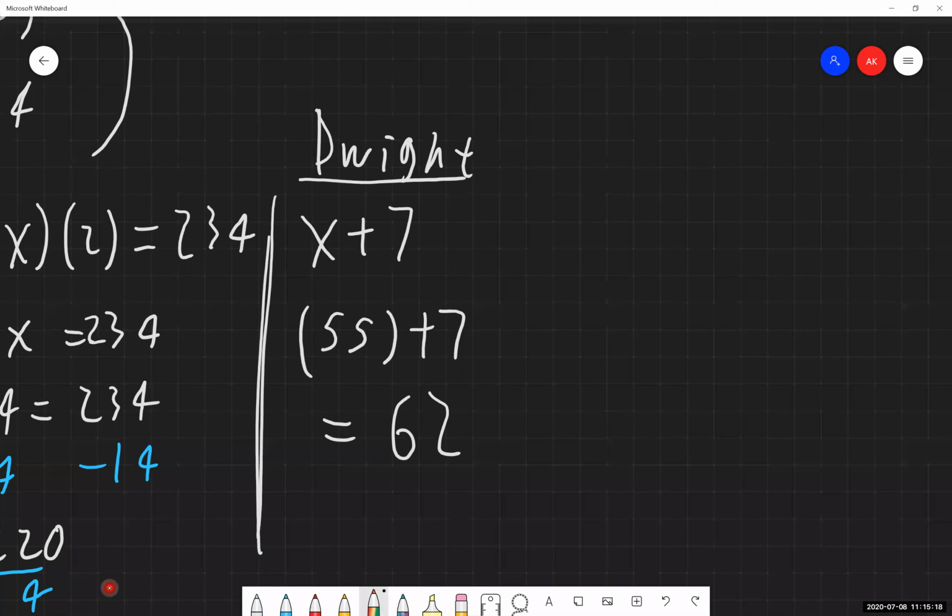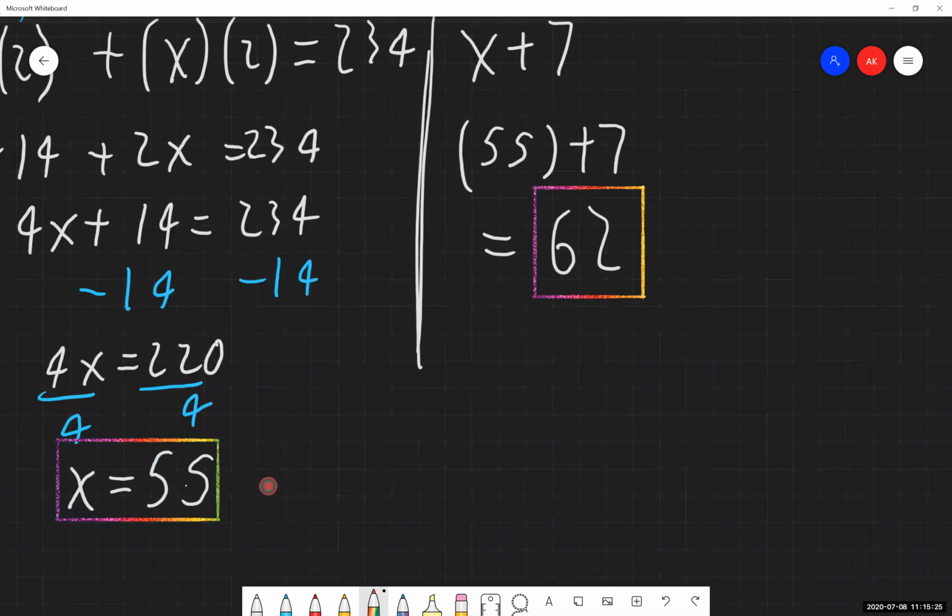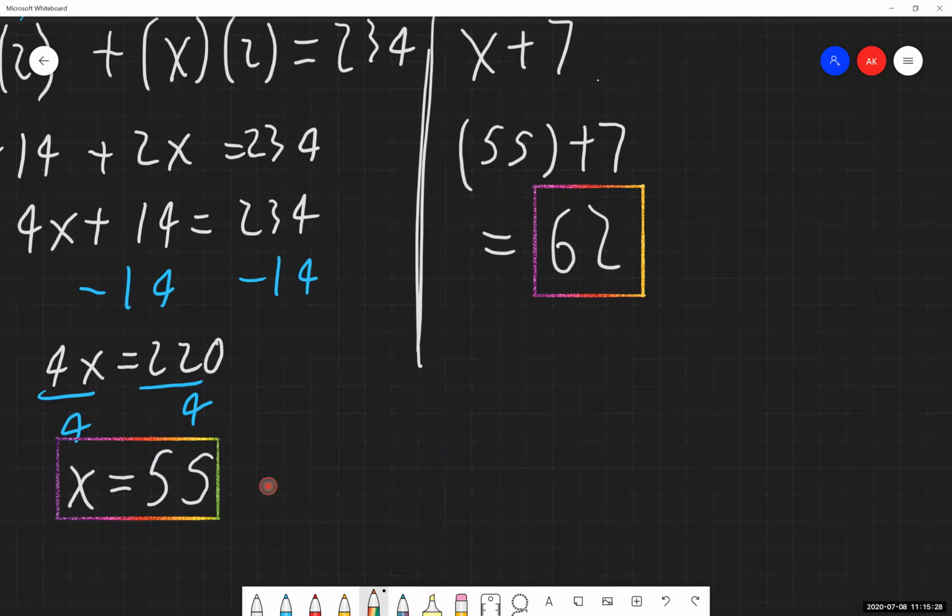And we get 62 miles per hour. So the speed of each of them, one is 55, the other is 62. And we're good to go there.